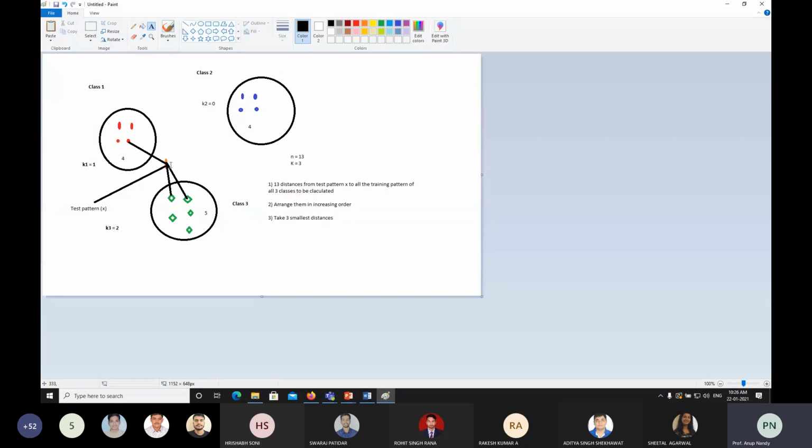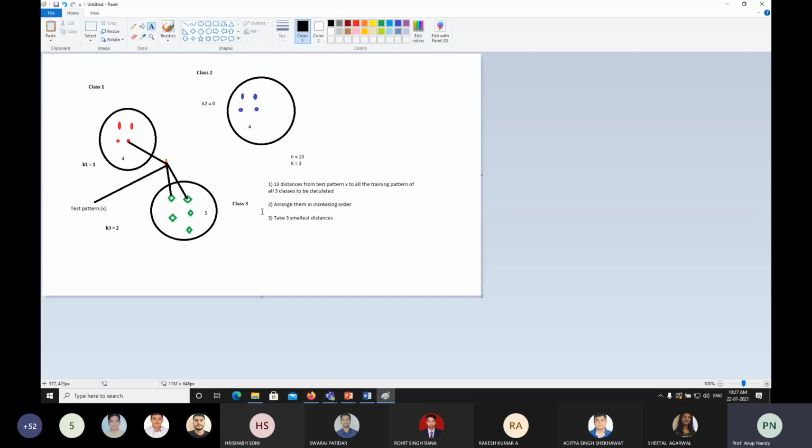Okay, so now after computing this class representative, you need to apply the majority voting technique. How does the majority voting technique work? ki is greater than kj. You have to apply the concept that ki, starting with k1, is greater than kj.